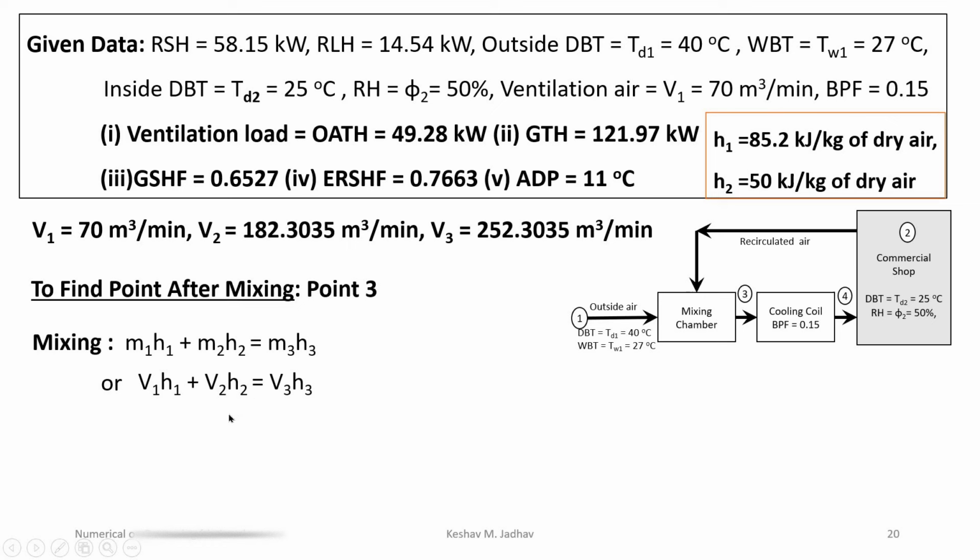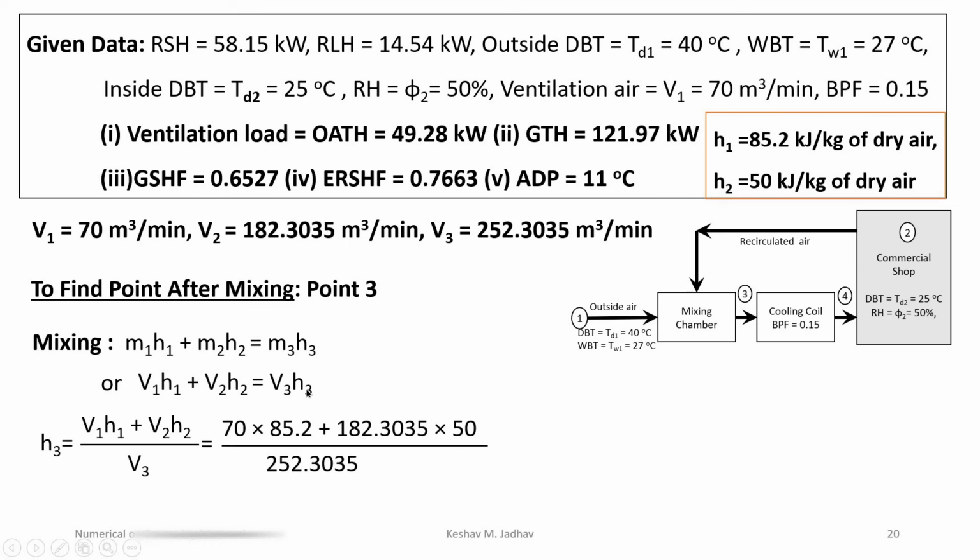And in this formula, the unknown is H3. So we can write H3 is equal to (V1H1 + V2H2) divided by V3. By putting these values, we will get H3, that is the enthalpy of supply air, equal to 59.7660 kilojoule per kg of dry air. Now we can locate this point on the psychrometric chart.